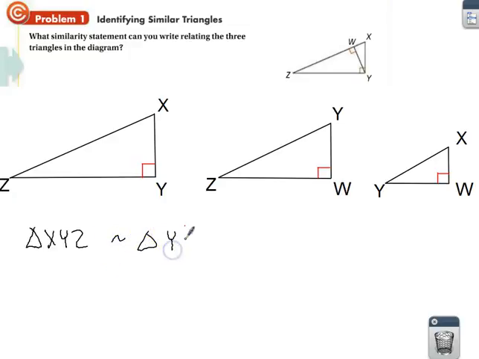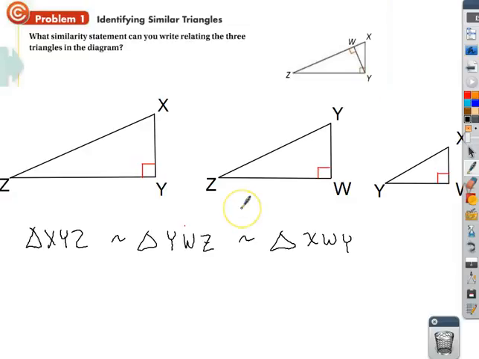I'm going to keep my corresponding angles in the same location. And then the same for this smaller triangle. XW is the shorter leg, WY is the longer leg, so it would be XWY. And that's an effective similarity statement. Everybody okay with that? All right. Keep the concept of an altitude of the hypotenuse of a right triangle in the back of your brain, and I'm going to change gears.